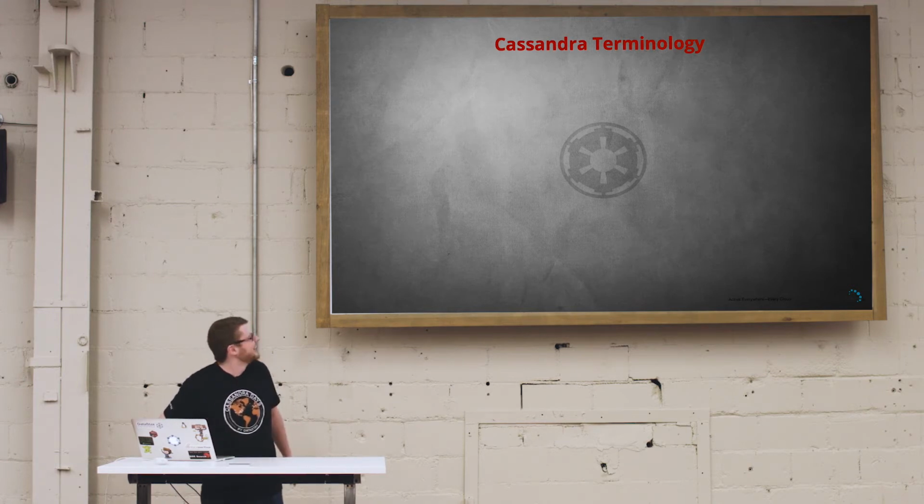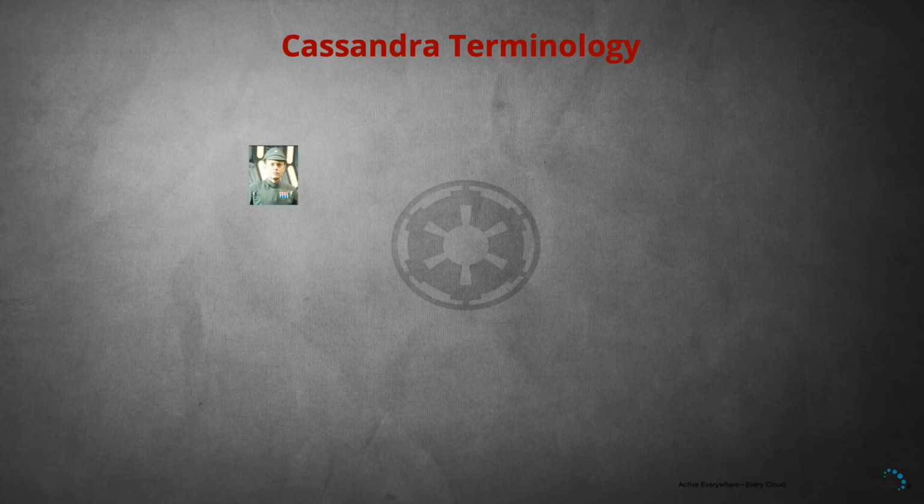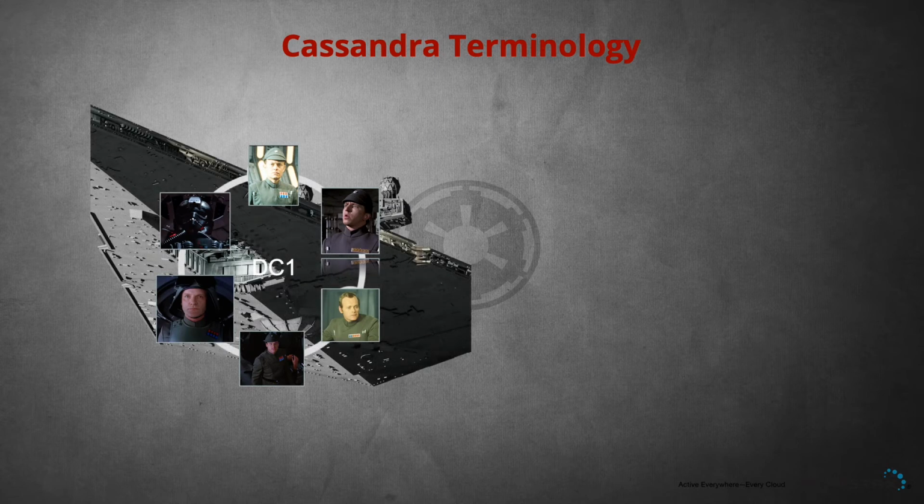All right, terminology. We have nodes. Nodes are individual actors within a Cassandra cluster. It's a single instance or install of Cassandra. Each node is part of a data center. A data center is a logical grouping of nodes. It's not necessarily a physical data center somewhere. It could be AWS, could be anywhere in the cloud. We really don't care. We're agnostic to that. It's just our logical grouping of nodes.